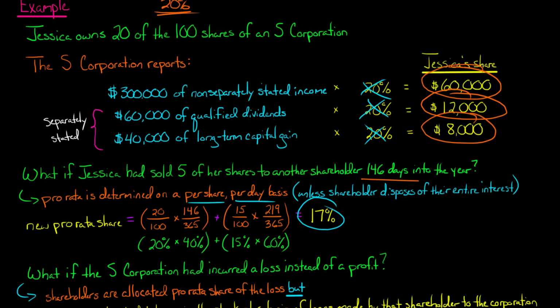So if Jessica got rid of all 20 shares 146 days into the year, then basically what the shareholders could do is elect to say, all right, as of the day that she disposes of her entire interest, they're going to break it into 2 tax years. Okay, so you're going to have a short tax year. You're going to have 2 different tax years, with the first tax year ending on the date that Jessica disposed of her entire interest.